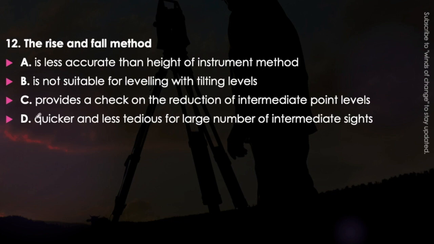So option D is not possible. We have already seen in the previous question that accuracy cannot be compared between these two, so the answer can only be between B and C. And we have already seen in one of the questions that it provides a check on the intermediate point level, so option C will be the correct answer. Because the height of instrument method does not provide a check on the intermediate point level, only the rise and fall method will be used for it.